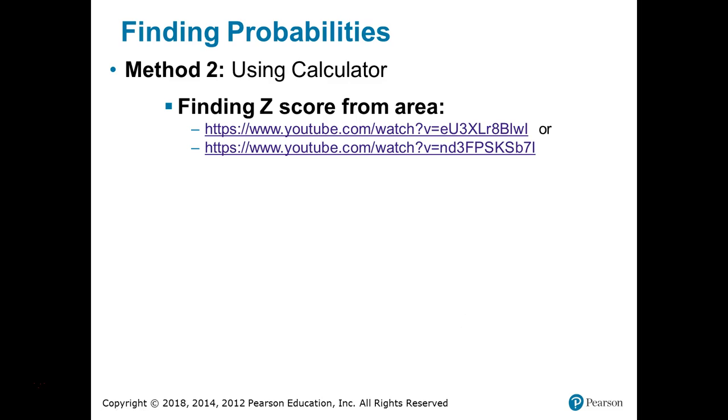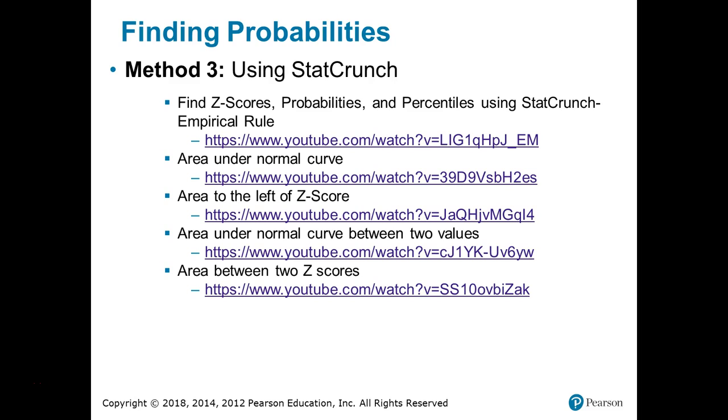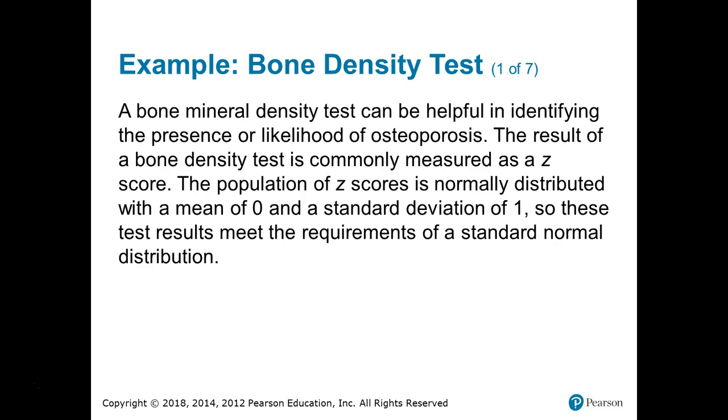You can also use your calculator to find the z-scores. I included links for some videos. I think it does a good job of just walking you through it. And you can also use StatCrunch as well. And I provided plenty of YouTube video links for you to do that as well. Let's go through several examples. Examples are really going to help you learn this concept.